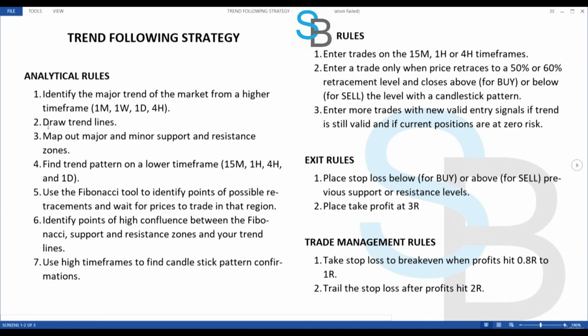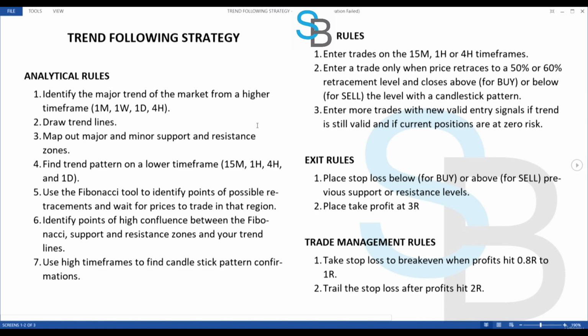So you then draw what we call a trend line. You have to find the direction of the trend by seeing how the market unfolds. If you see that the market is making a lower highs and lower lows kind of pattern, you then know that the market is now on a downtrend. Then you map out major and minor support and resistance zones.